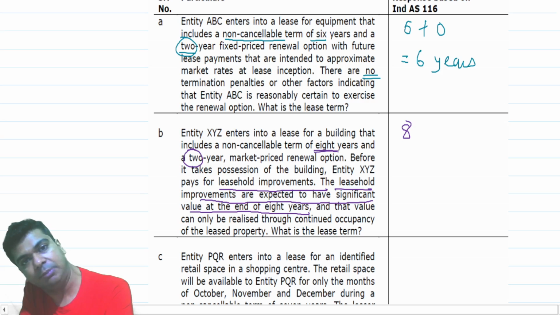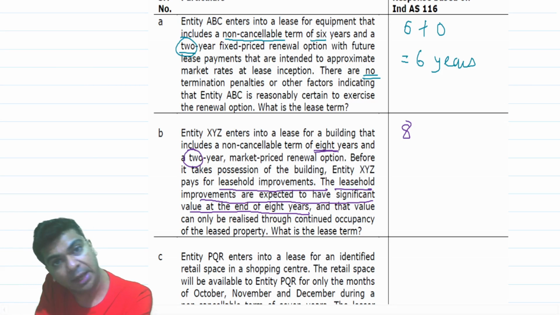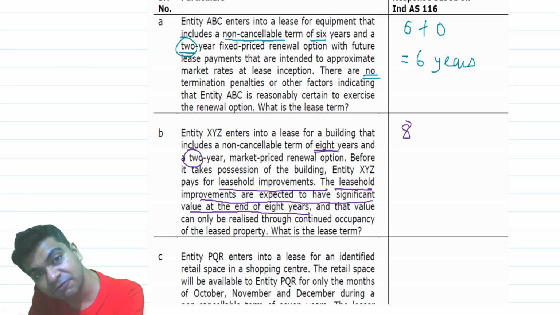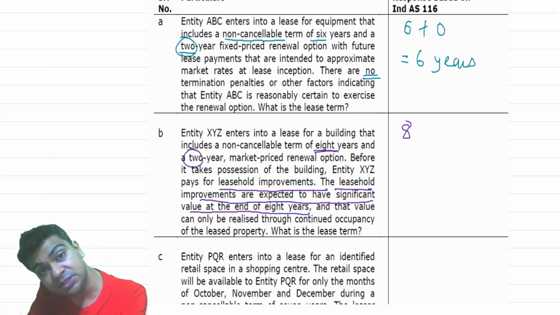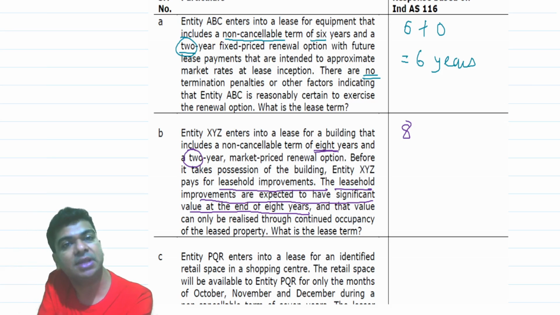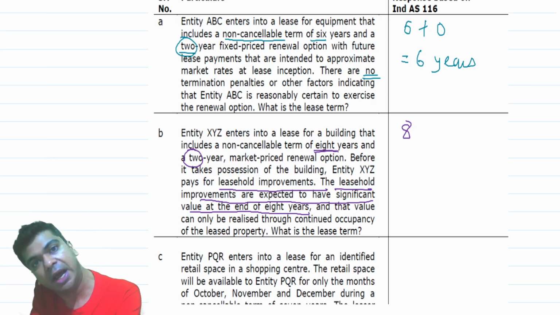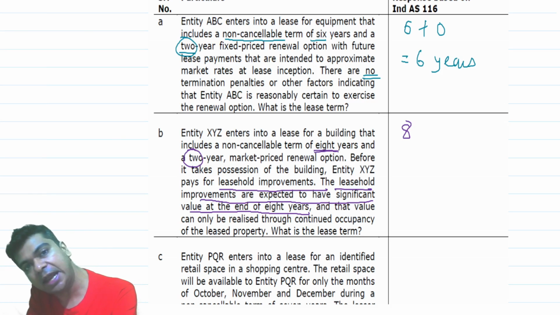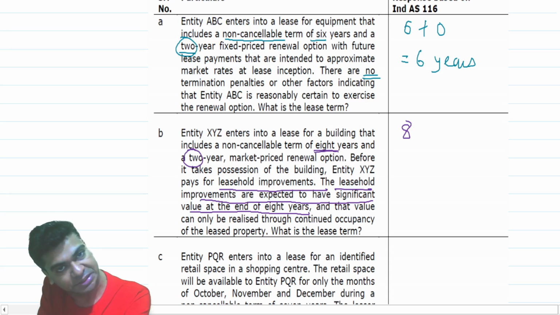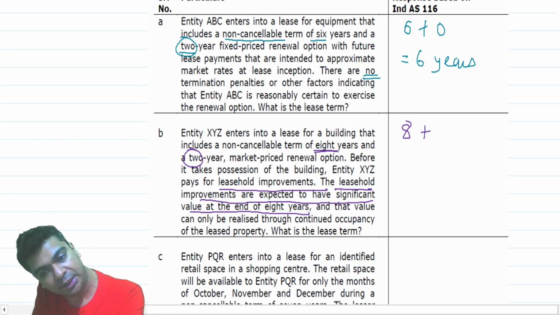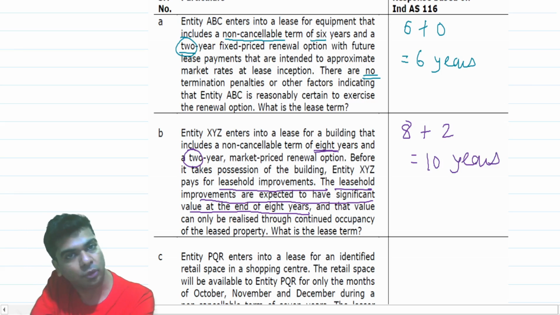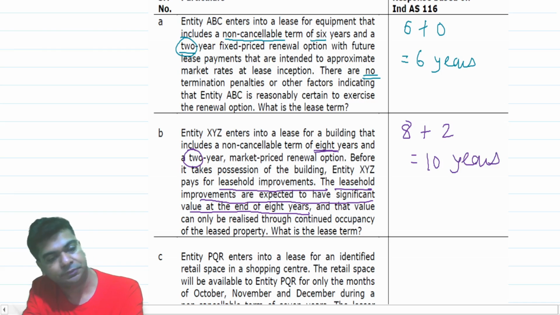See, I am a rational person. I have made changes in the building. Now I want to enjoy the full benefit of those changes. Because at the end of the 8th year, those changes still have value, it makes sense for me to use this building for another 2 years. Indirectly, they are trying to tell us that the lessee is reasonably certain to exercise the option of extending the lease tenure. So I should consider another 2 years here, and I will consider the lease term to be 10 years.